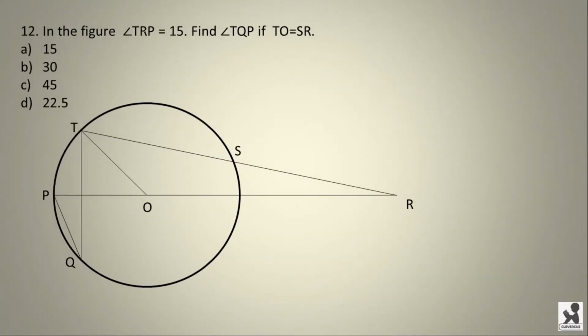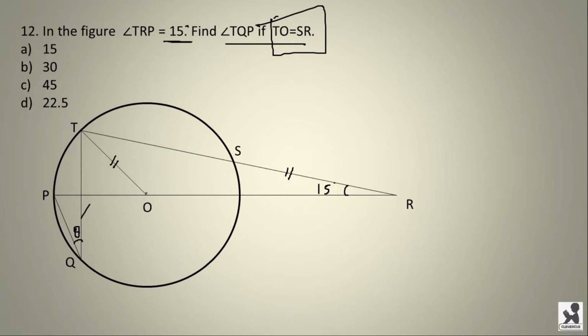In the figure, angle TRP is equal to 15 degrees. That is, TRP is given as 15 degrees. Find angle TQP if TO is equal to SR. So angle TQP is asked. So consider this as theta. And it is also given that TO is equal to SR.